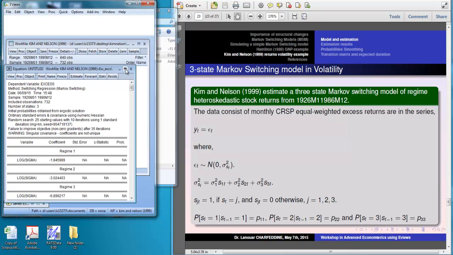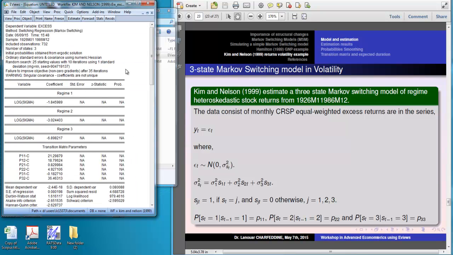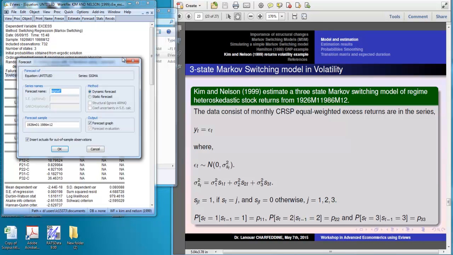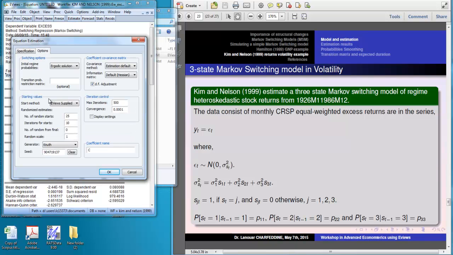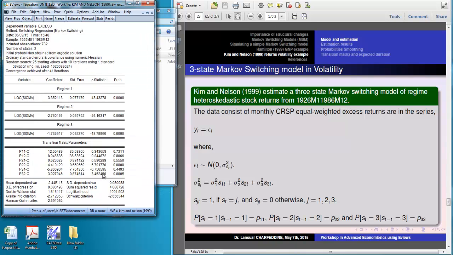Okay, this is very important. Here we have a warning: singular covariance, coefficients are not unique. We should estimate this model many times. We go to option, we remove this, and we estimate another one. And now we have the coefficients are significant.